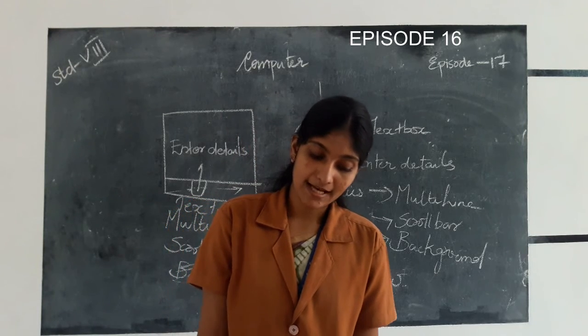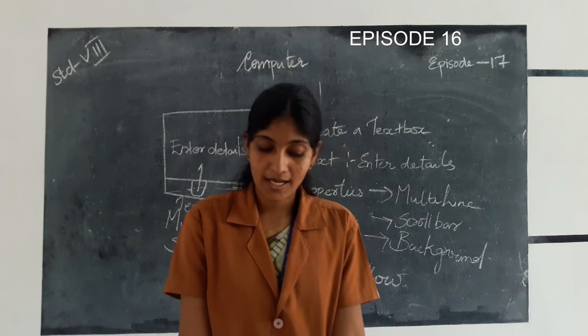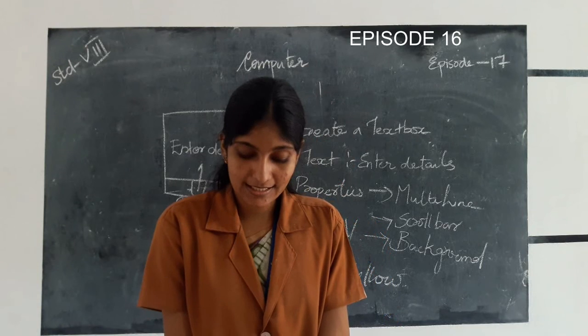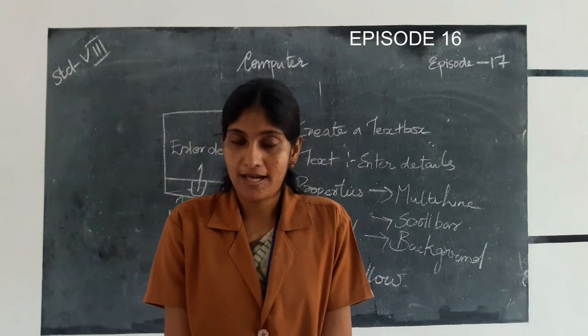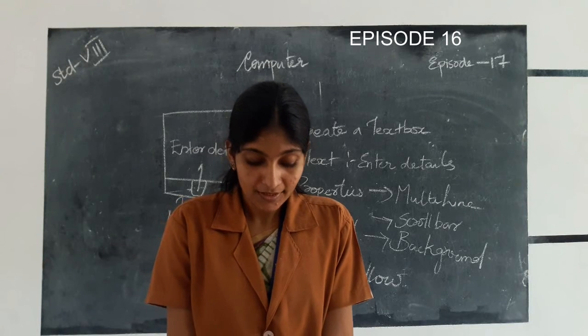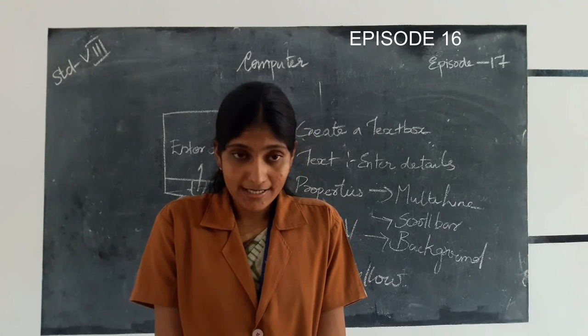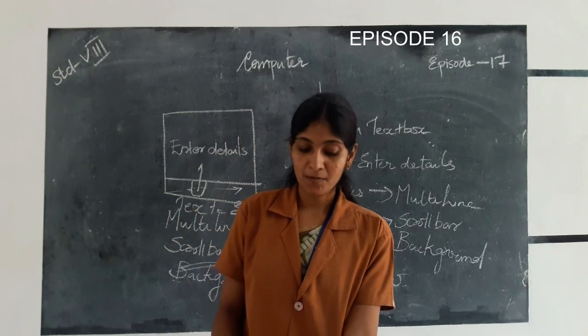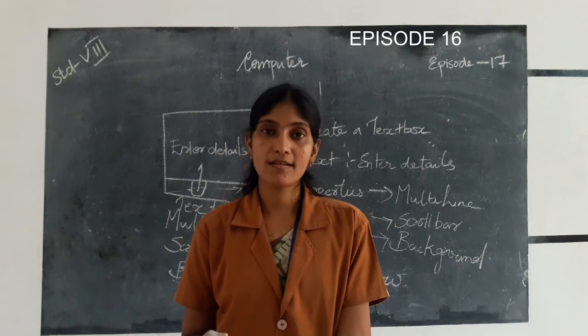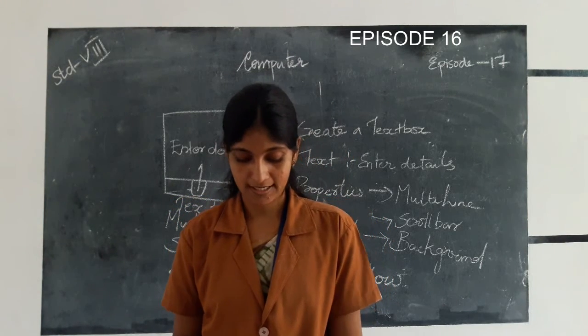Then next is an example. Define the properties to create a text box having text equal to enter details. Then it should have a light yellow color from the color palette. Then you can add a scroll bar. What are the properties? Multi-line property, backcolor property, scroll bar property, text property.